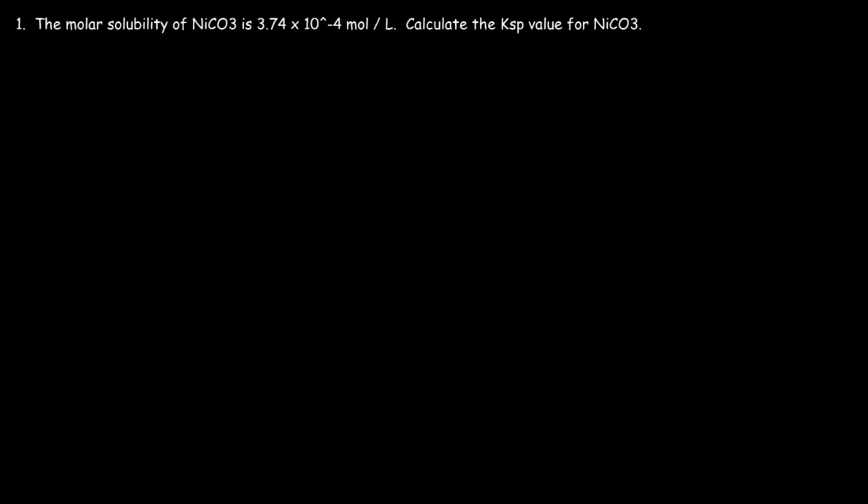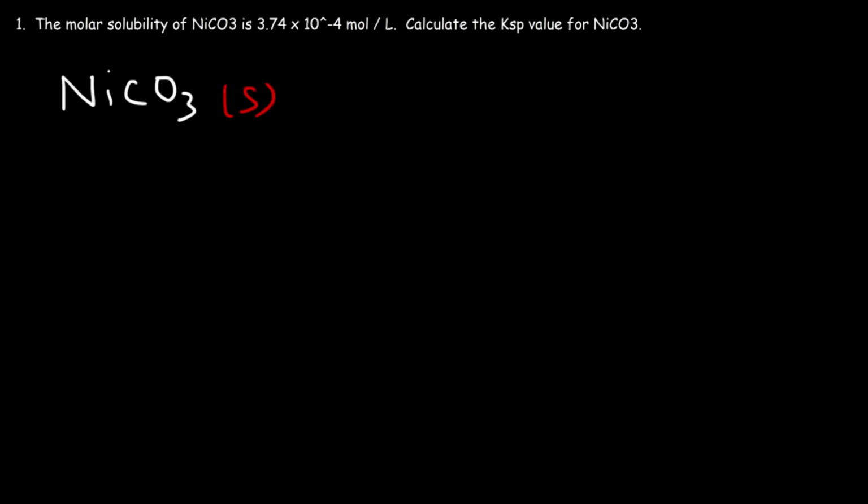In this video, we're going to talk about how to calculate the Ksp value given the molar solubility. So in this problem, the molar solubility of nickel carbonate is 3.74 times 10 to the negative 4 moles per liter. Calculate the Ksp value, also known as the solubility product constant, for nickel carbonate. Now the first thing we need to do is write the chemical reaction that's associated with it.